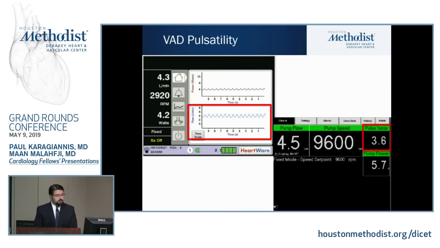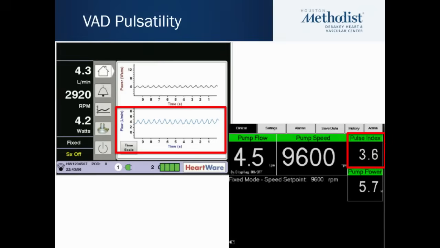This is one of the variables that we see on the screen. So the HVAD console is on the top left, and you can see the flow waveform highlighted in red. That's the flow waveform. On the HeartMate 2, the pulse index is present in the top right, highlighted in red. Again, this is measuring the amplitude of flow. So the minimum flow compared to the maximum flow divided by the average.